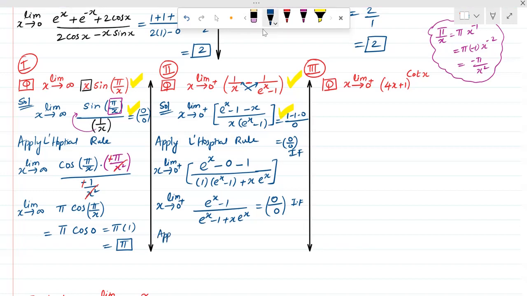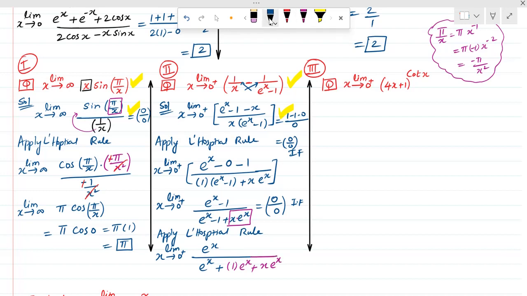Apply L'Hopital rule again. When you differentiate this one, limit x approaches 0 plus. Here e power x, 1 becomes 0 over. Here e power x is e power x. This one becomes 0 plus this one becomes 0. I have to apply here the product rule f into g. So this is the same rule. e power x is fixed. x is fixed. e power x is the differentiation.